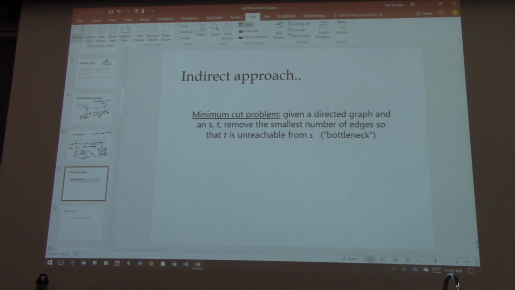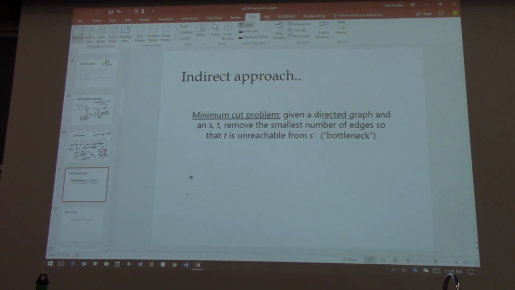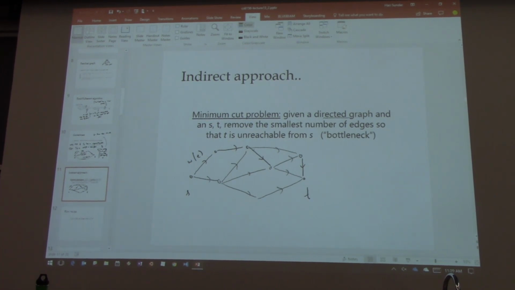Okay, so you are given a directed graph and some source S, some sink T. And in this case, instead of capacities, you have weights on edges. Let's call the weight W of T. So this is just any old directed graph problem, right? But the goal in this problem is the following.